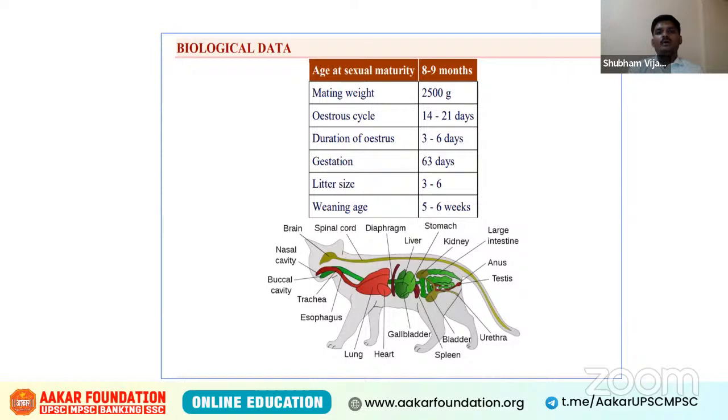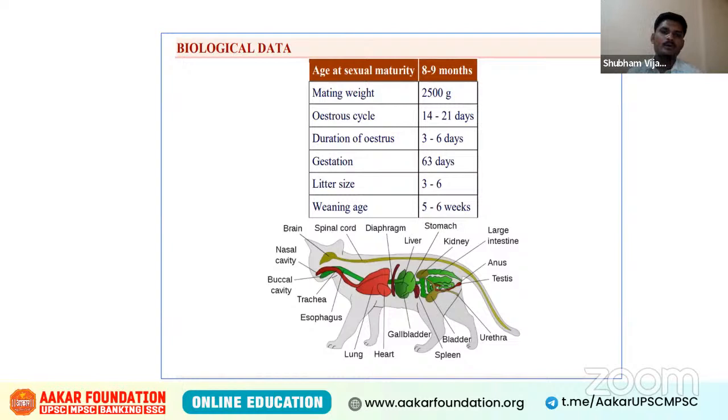Age of sexual maturity, 9 months. Mating weight, 2.5 kg. Estrus cycle 21 days, estrus duration 6 days, gestation 63 days, litter size from 3 to 6, and weaning age at 5 to 6 weeks. At 5 to 6 weeks, kittens get separated from their mother.